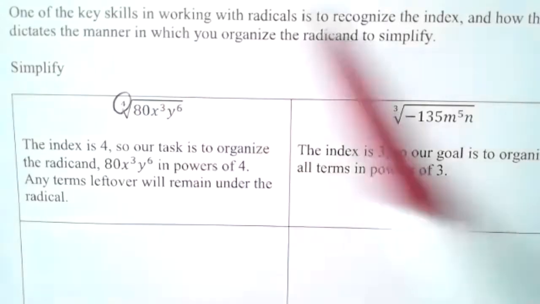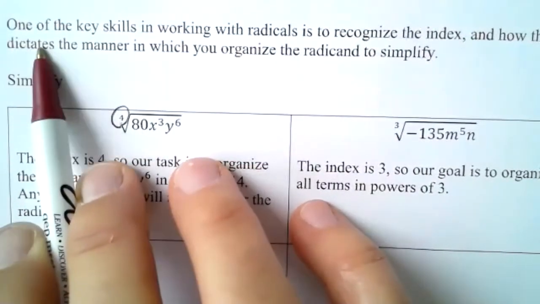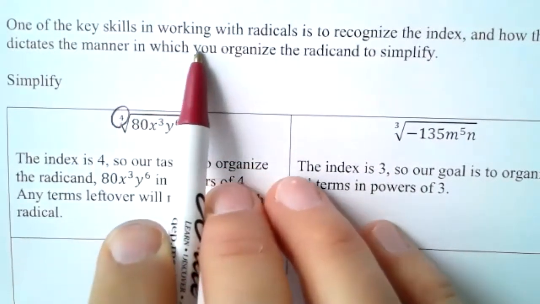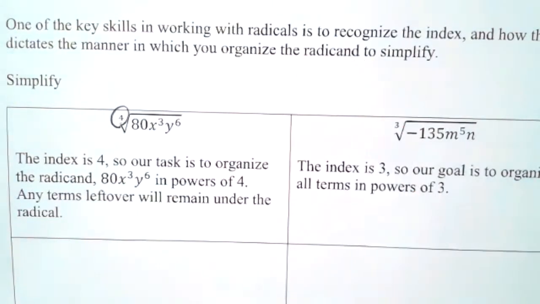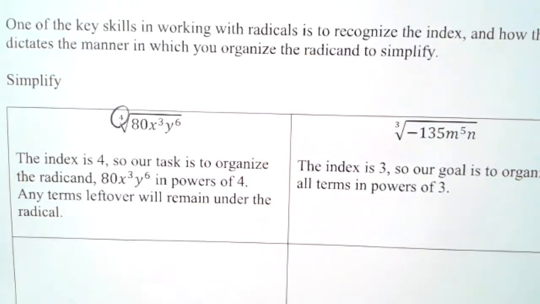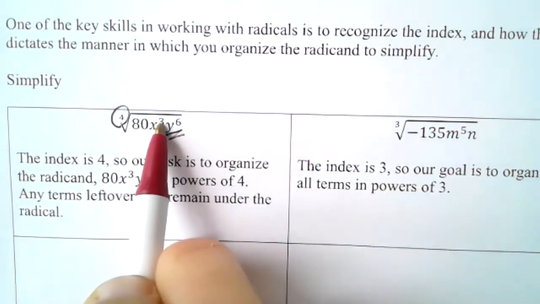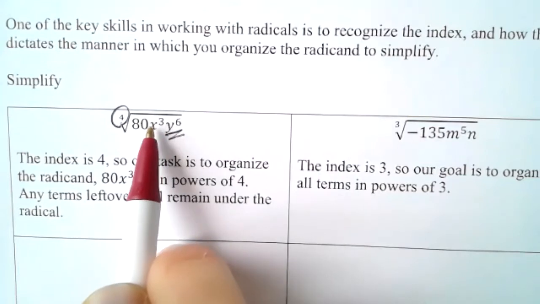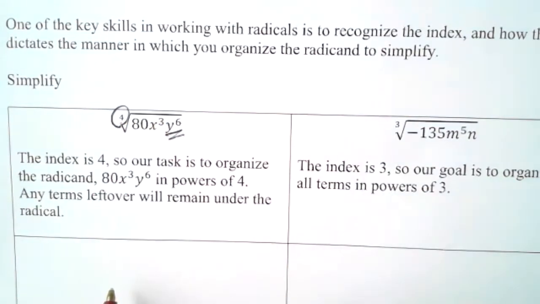All right, so one of the key skills in working with radicals is to recognize the index and how that dictates the manner in which you organize the radicand to simplify. All right, so if you'll notice here, what might be a good idea to look at is, you see how I've got 3 x's? There's really nothing you can do with that because you would need 4 x's in order to pull that out. So really, anything less than 4 is going to stay under the radical, okay?